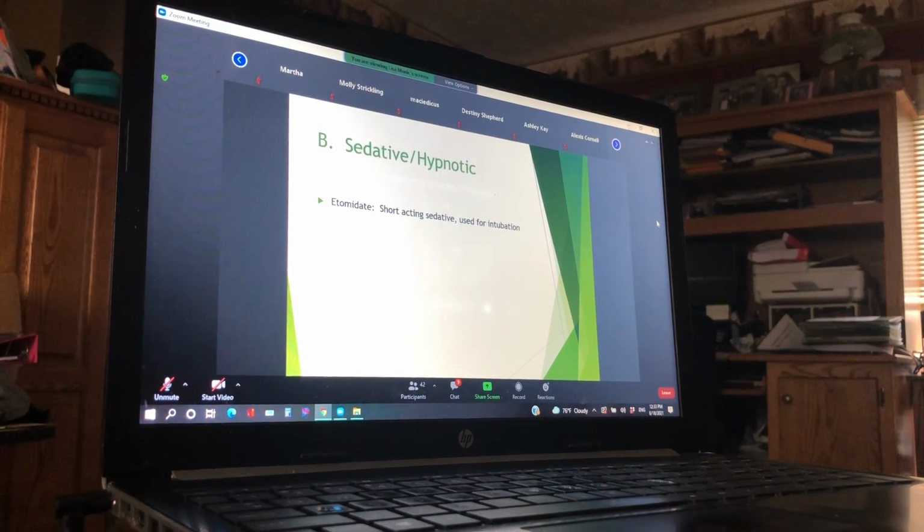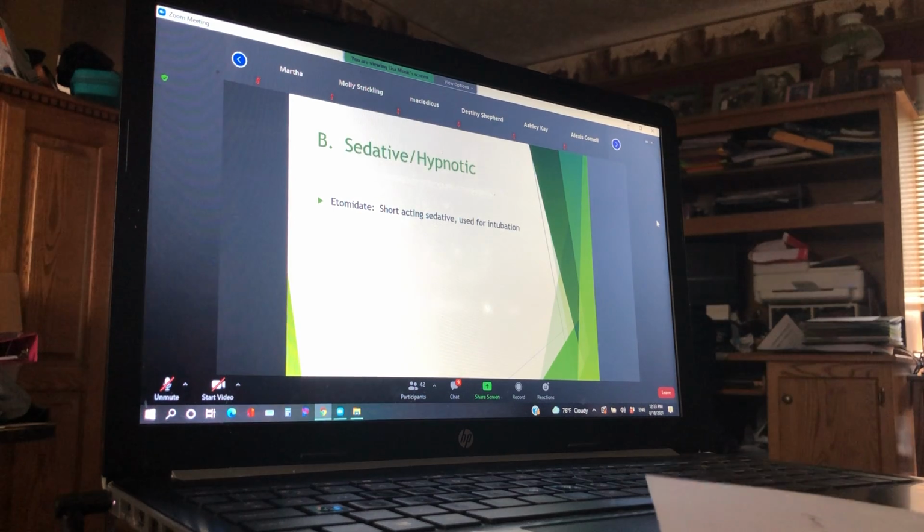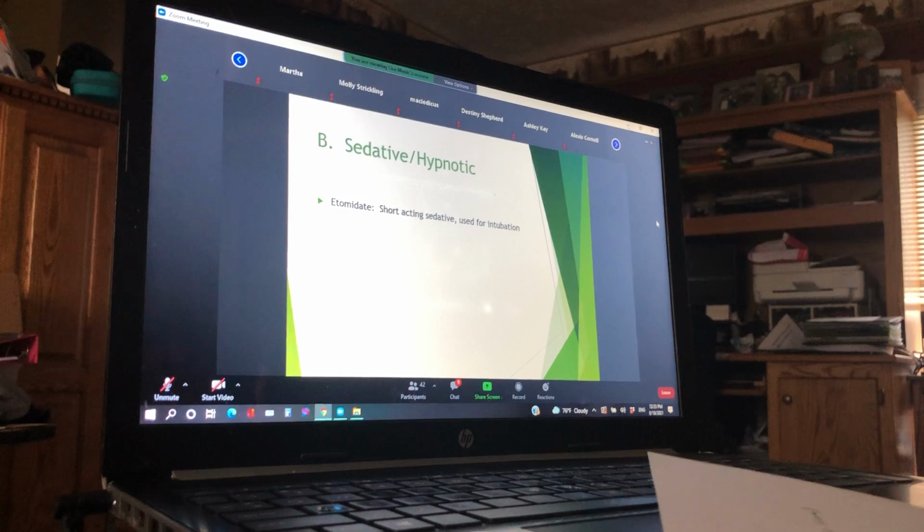The second type of medication is a sedative or hypnotic, etomidate. Short-acting sedative, and it can be used for intubation. Some physicians like to use both. It's just preference. Okay, it's just a preference on which they use, whether the succinylcholine alone or they use succinylcholine with etomidate. But oftentimes it's given with the succinylcholine to help as a sedative.